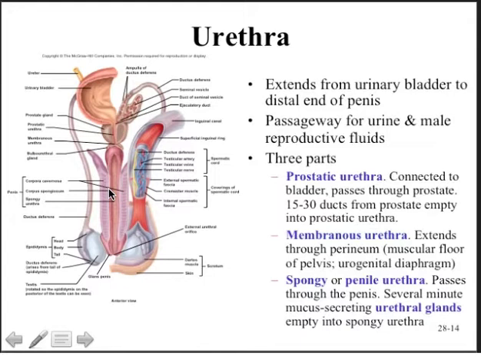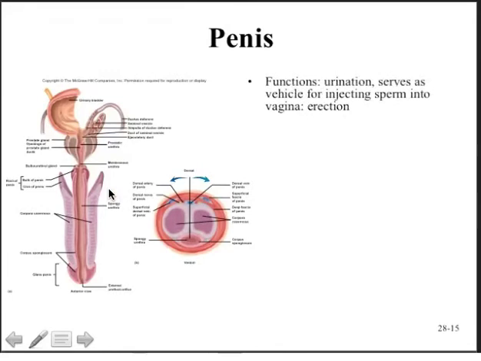The purpose of the bulbourethral gland and these other glands is to prepare the urethra for the passage of the semen by neutralizing the acidic pH left behind often after urination. Sperm do not like a low pH environment and are not viable very long in its presence. The penis is the male copulatory organ. It functions in urination and it serves as a vehicle for injecting sperm into the vagina.